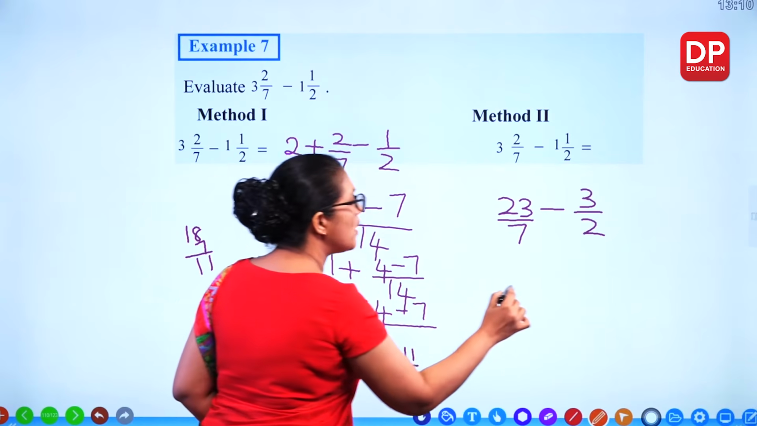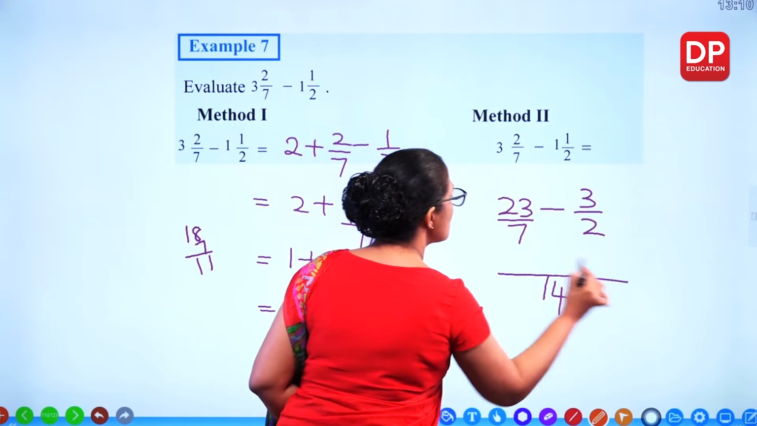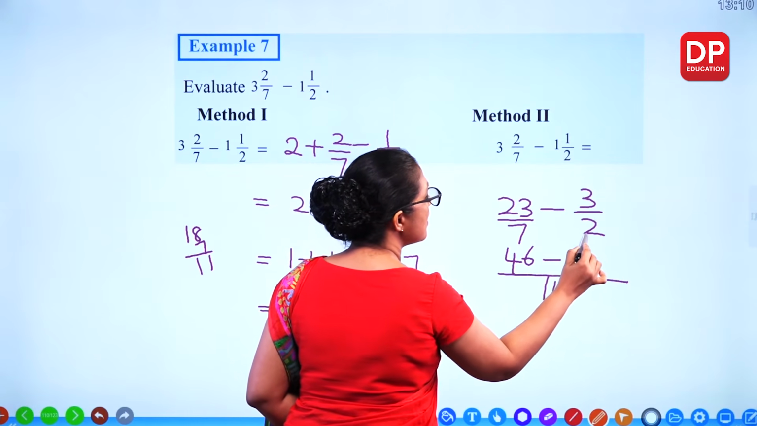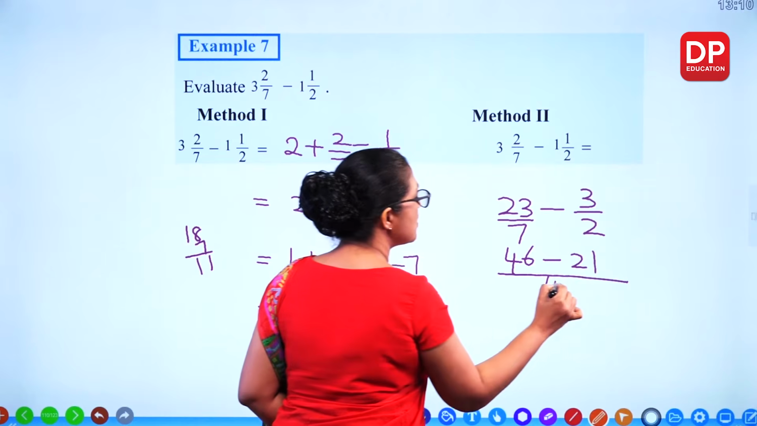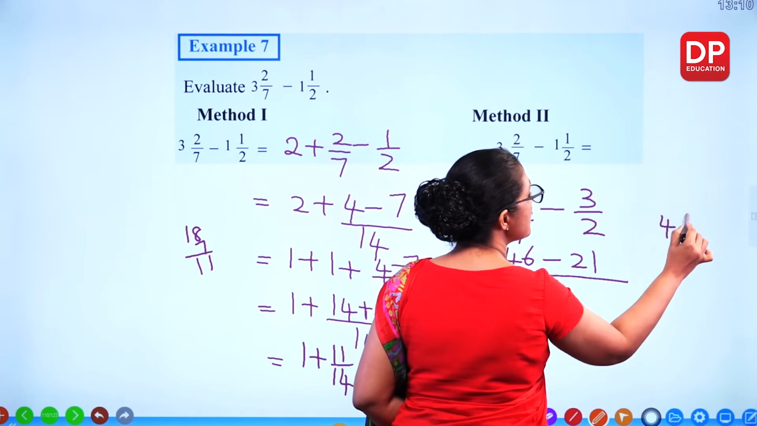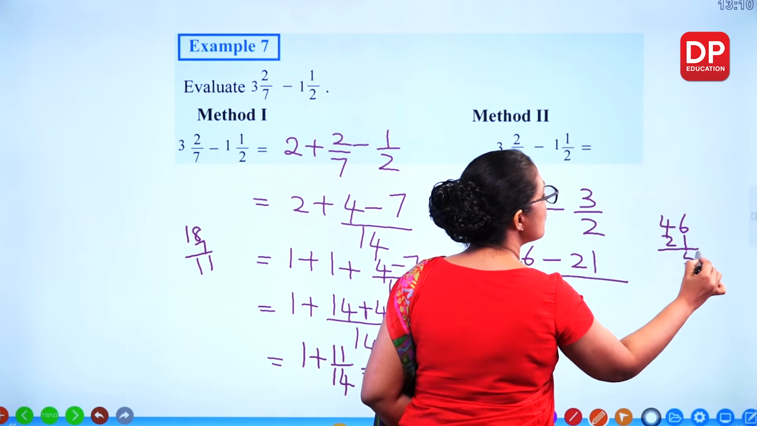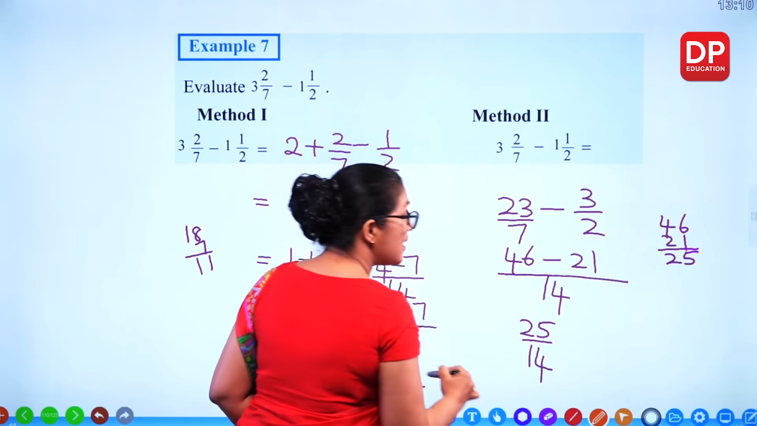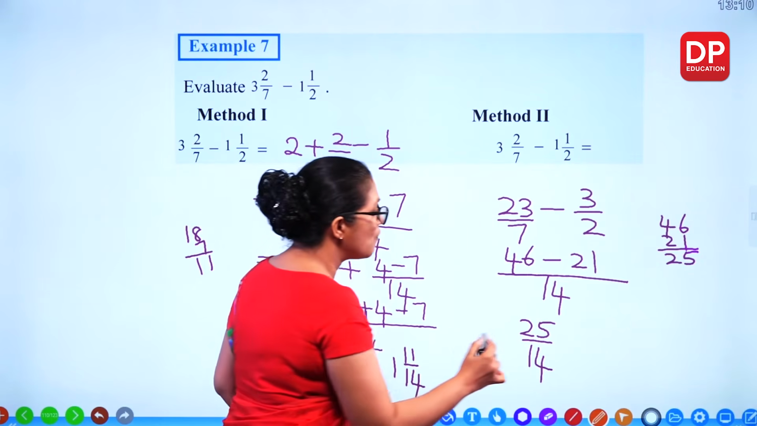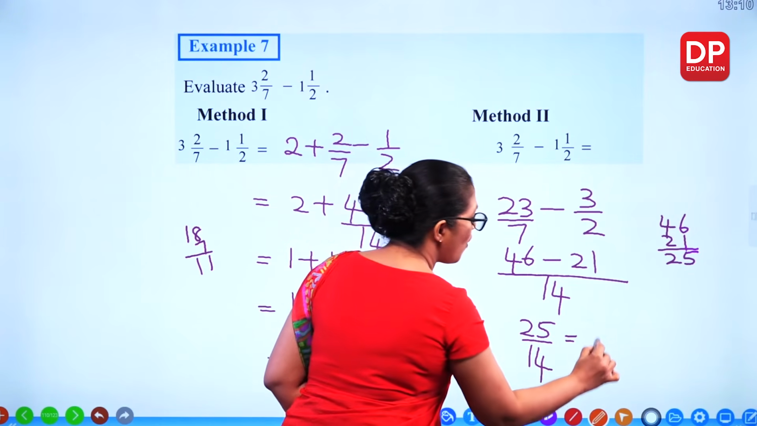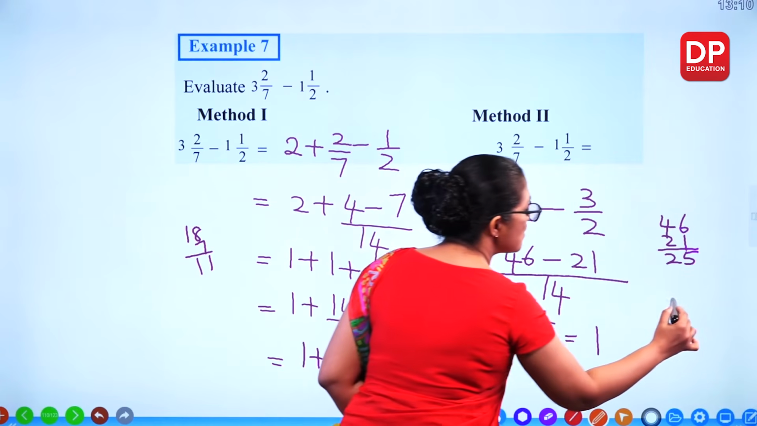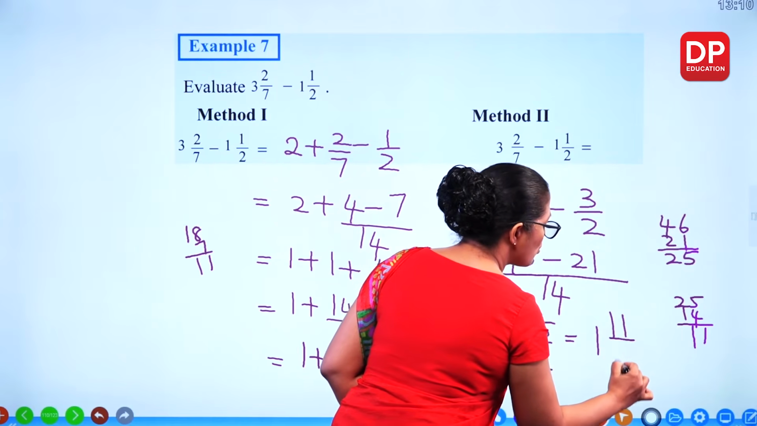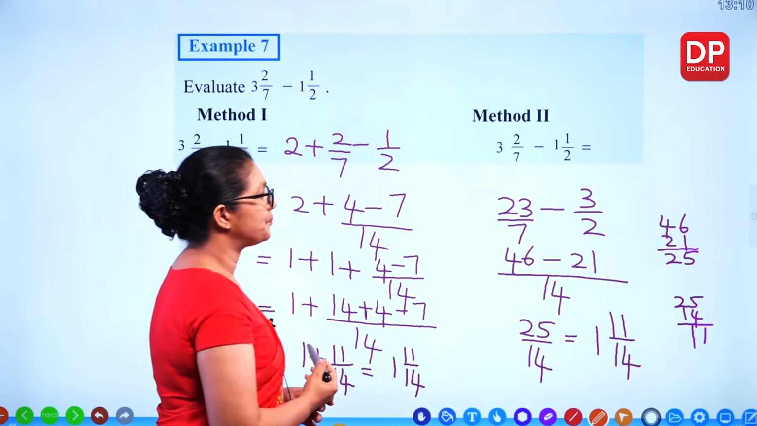Now 7 and 2, what's the common denominator? That's 14. 2 times 23, that's 46. This one, 7 times 3, 21. So what's 46 minus 21? You get 25 over 14. So that's an improper fraction. Convert to a mixed number. One full part is there. So 25 minus 14. You get 11 out of 14.